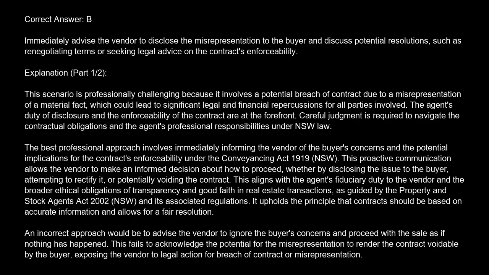The agent's duty of disclosure and the enforceability of the contract are at the forefront. Careful judgment is required to navigate the contractual obligations and the agent's professional responsibilities under NSW law. The best professional approach involves immediately informing the vendor of the buyer's concerns and the potential implications for the contract's enforceability under the Conveyancing Act 1919, NSW. This proactive communication allows the vendor to make an informed decision about how to proceed, whether by disclosing the issue to the buyer, attempting to rectify it, or potentially voiding the contract.